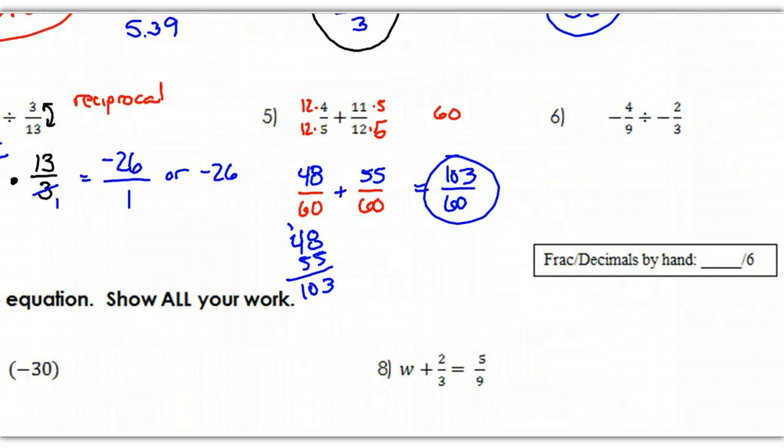And number 6, same thing, division. We're going to change it to multiplication. So we have negative 4 over 9 times negative 3 over 2.